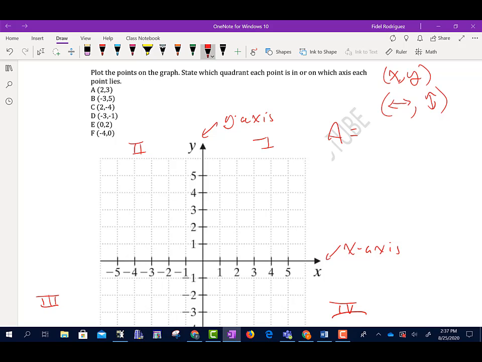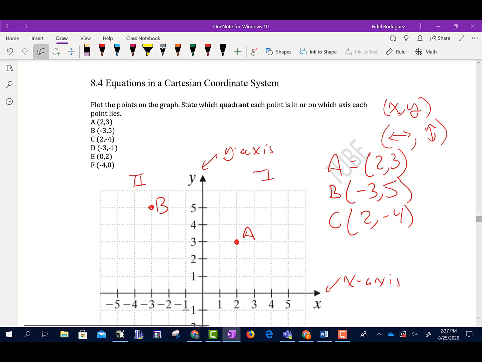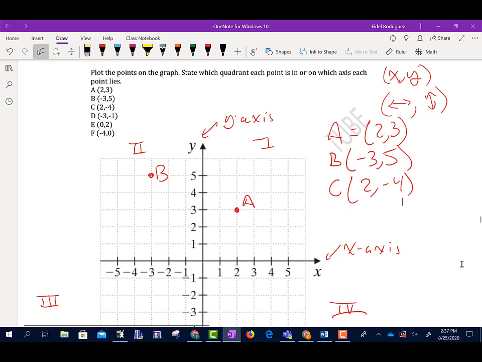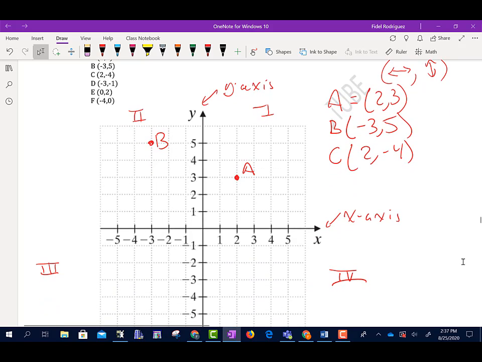And so my first point A is the point 2, 3, so I'm always going to start here in the middle, and then I'm going to go to the right 2 and up 3, and there's my point A. My point B is negative 3, 5, so I'm going to go to the left 3 and up 5. And C is the point 2, negative 4, so I'm going to go to the right 2, and then let me just scroll down a little bit. There we go. To the right 2 and then down to negative 4, so there's my point C.